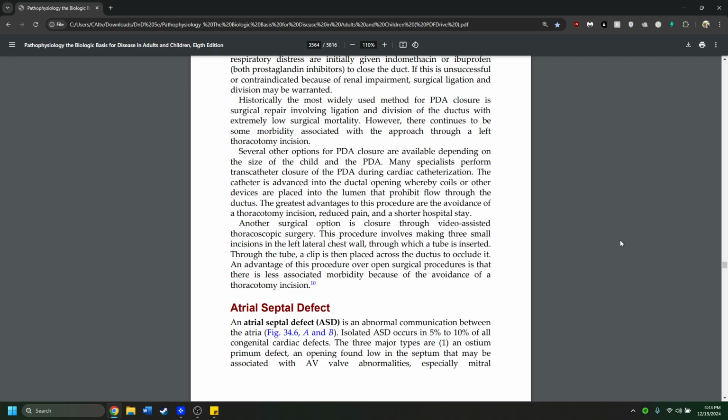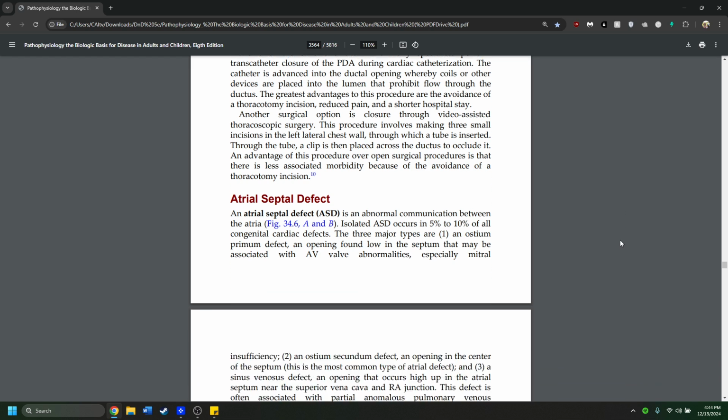This procedure involves making 3 small incisions in the left lateral chest wall, through which a tube is inserted. Through the tube, a clip is then placed across the ductus to occlude it. An advantage of this procedure over open surgical procedures is that there is less associated morbidity because of the avoidance of a thoracotomy incision.